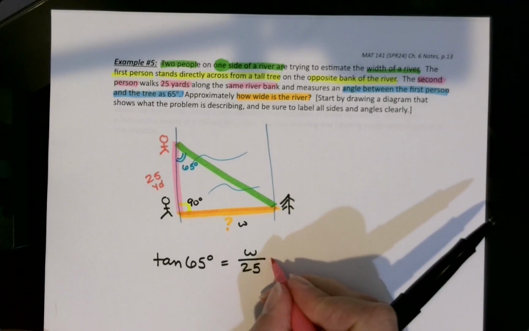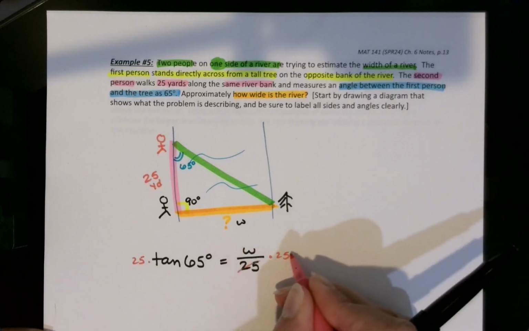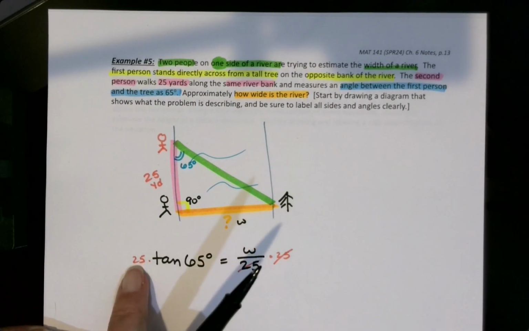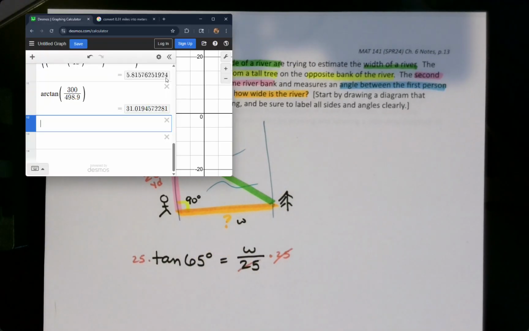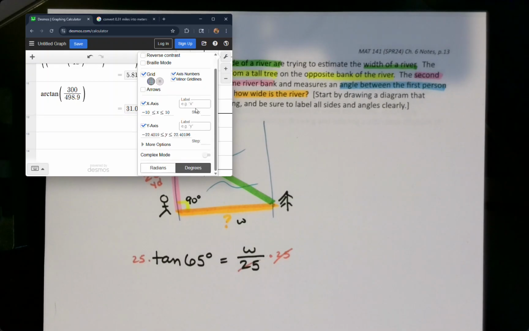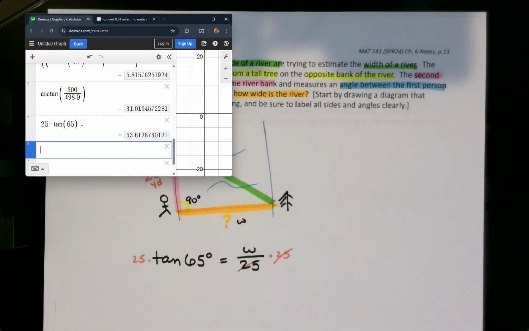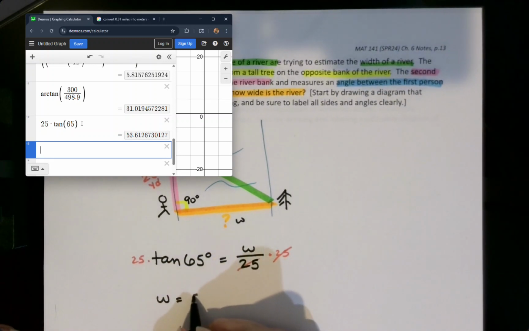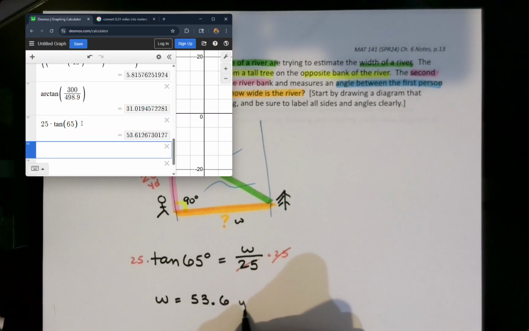So I'm going to be able to multiply the 25 over to the other side to get rid of the denominator. And then I'm going to know that W is equal to 25 times the tangent of 65. Let's get our calculator, make sure it's still in degrees. Yep, it is. And we need to take 25 times the tangent of 65 degrees. Comes out as a value of approximately 53.6 yards.